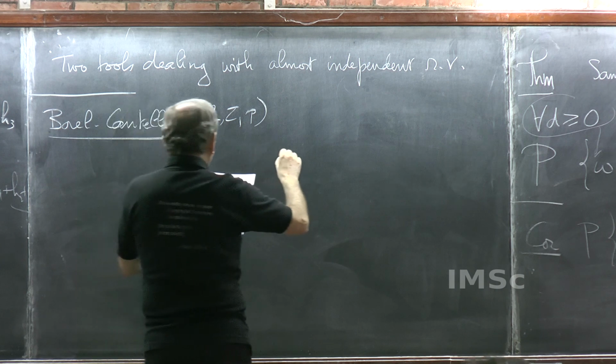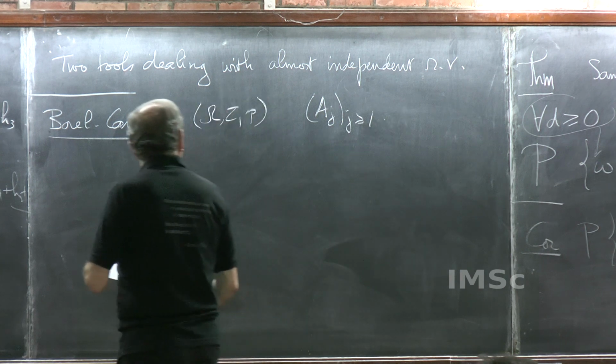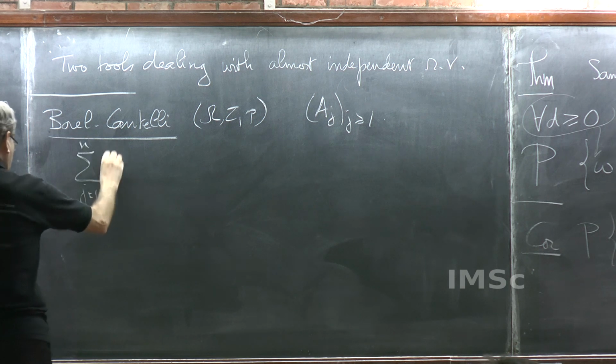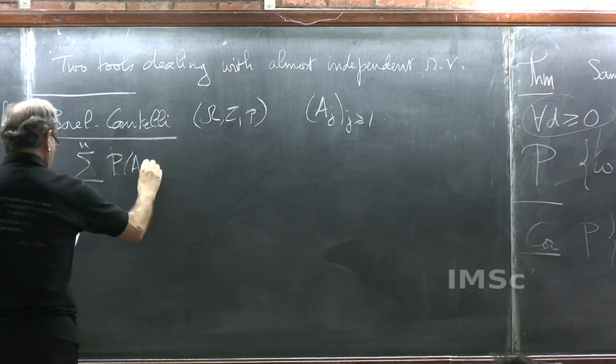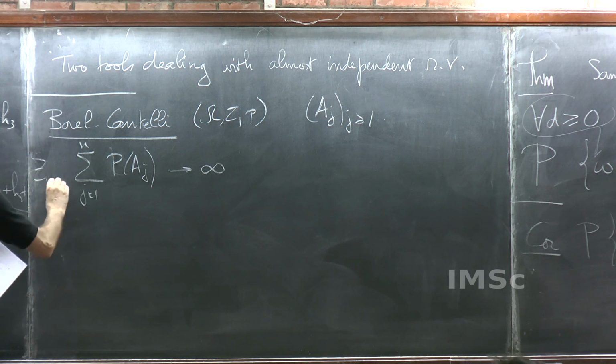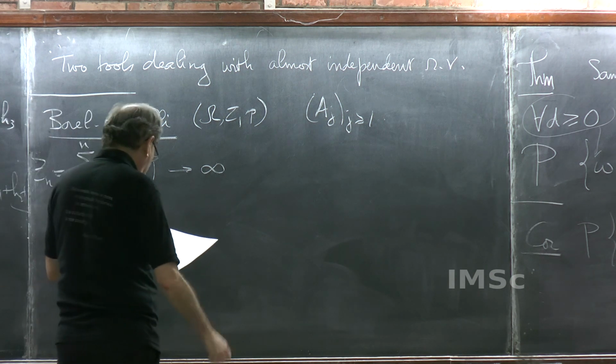So, okay, I am in a probability space, and I have a family of A_j, which are events, and I assume that the summation for j equal to 1 to n of the probability of A_j tends to infinity. If the series converges, then there is no problem. This is the usual Cantelli business. You don't have to say anything. What is the other way around, when it diverges? Then you want to say that something occurs infinitely many times.